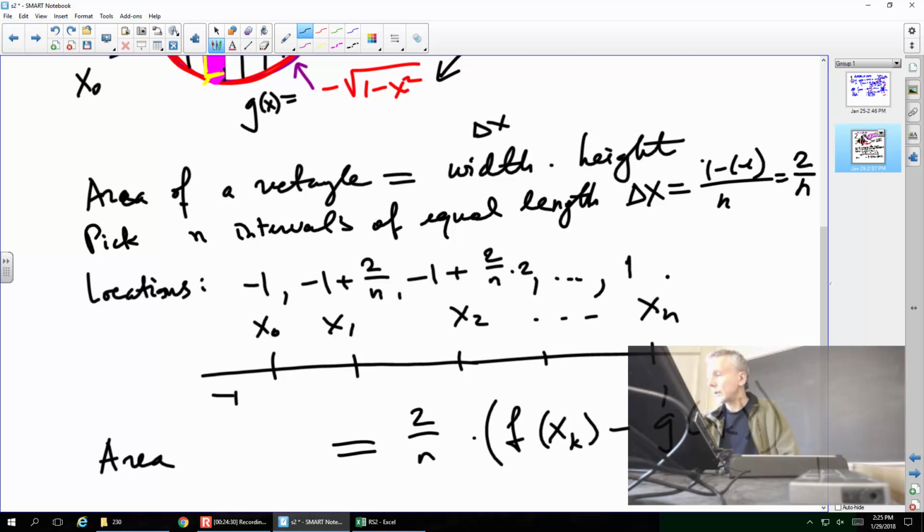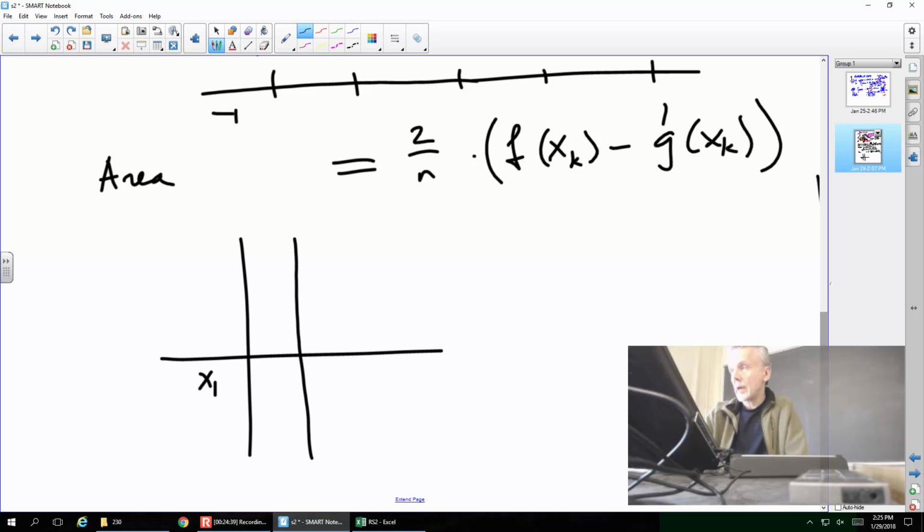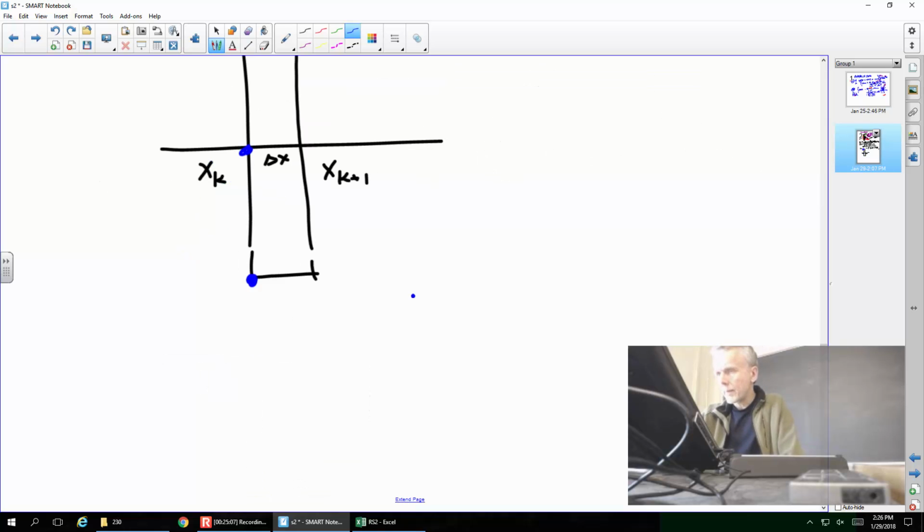Let me zoom in a little bit here. So this is x k plus 1. This is delta x. It goes higher, but it doesn't matter. This is our height. This is how high f of x k goes. So there's a graph of f here somewhere. Doesn't matter what it is. And then at the bottom, this is g of x k.